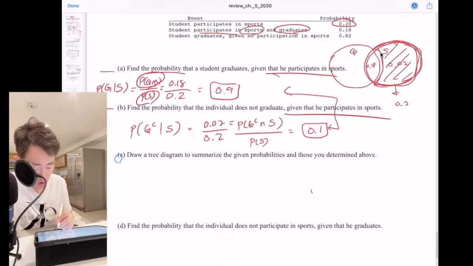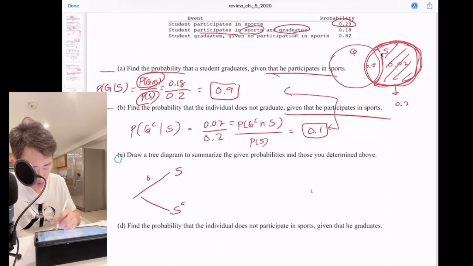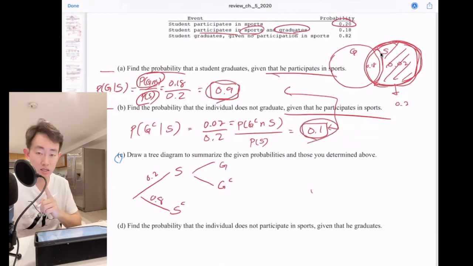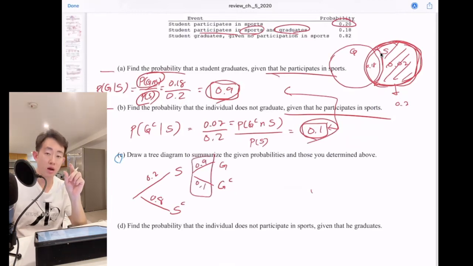Draw the tree diagram. So first, let me do sports, not sports. I think sports is 0.2, and that's 0.8. Graduating and not graduating, we have those numbers actually from here. So this is why it's confusing, but you need to write 0.9 and 0.1. Remember that each of those branches and each of those events has to add up to 100.